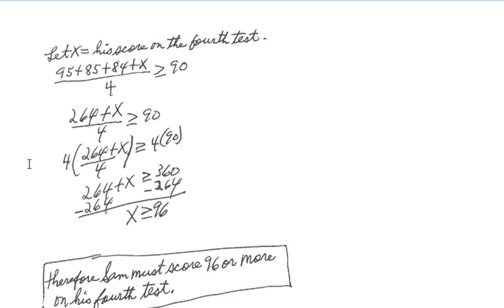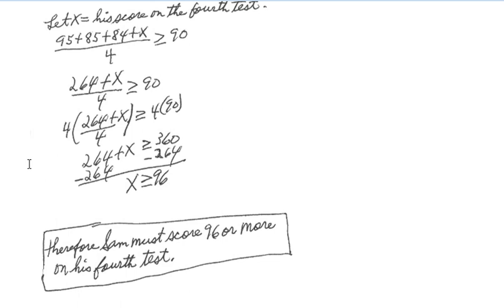this inequality by 4. Upon doing that, the 4's on the left side cancel, giving us the quantity 264 plus x is greater than or equal to 360. Then we need to isolate x on the left side by subtracting 264 from both sides. That results in our final answer, which is that x must be greater than or equal to 96. That means that Sam must make a score of 96 or more on his 4th test in order to have an average of at least 90.